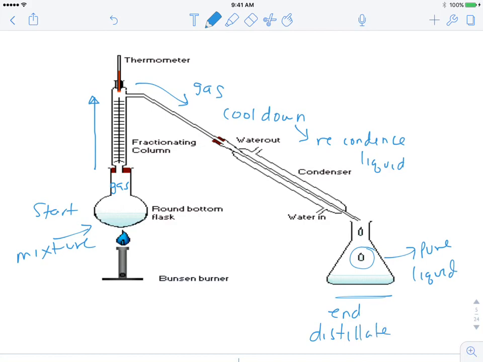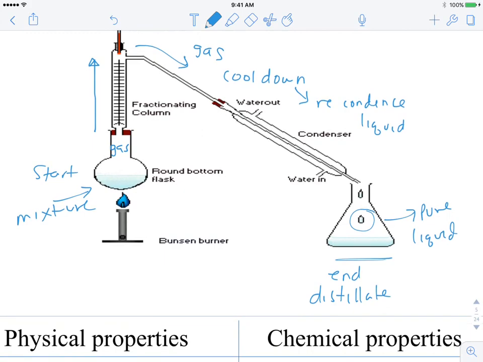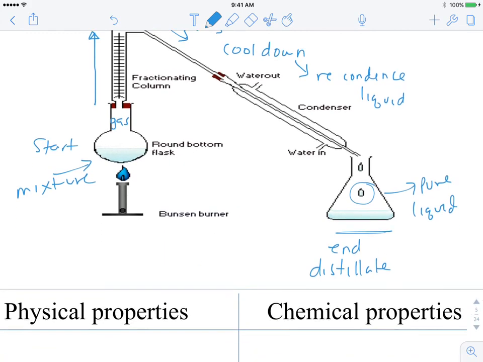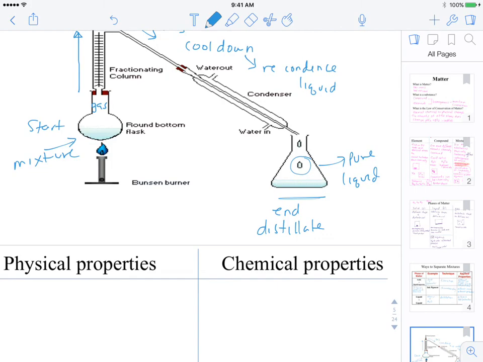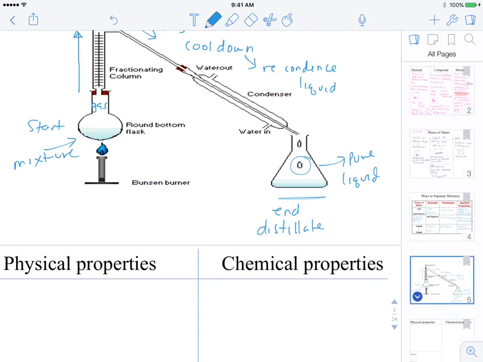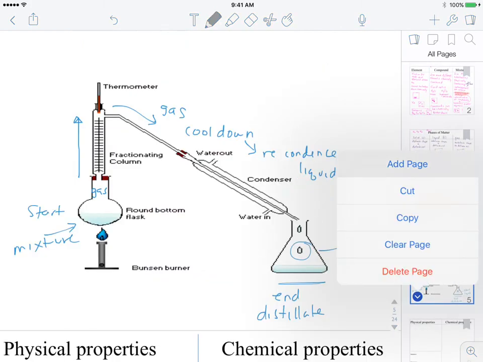Now just to show you a little bit more about chromatography, the simplest kind of chromatography that you can do is a paper chromatography.